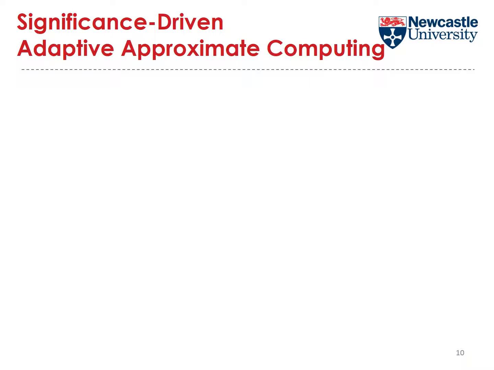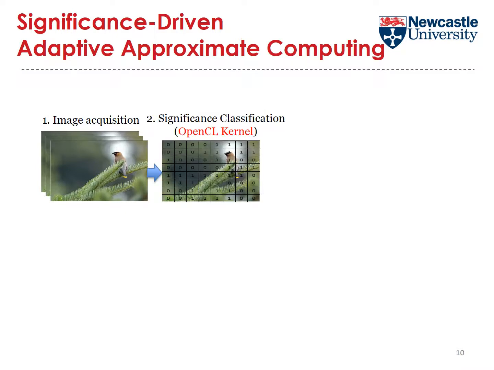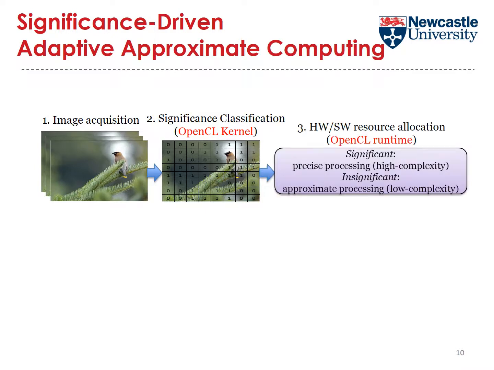So the basic idea is that you keep on acquiring real images over time. For each image, you create some blocks, and each block will be processed by a kernel, an OpenCL kernel which we designed, which looks at the approximate significance inference, and we use that to govern the computation. This is another OpenCL runtime we developed. What it means is that if you have found a block which is significant, use precise processing, and if you have found a block which is not significant, which is 0, for example, then you use approximate computing.